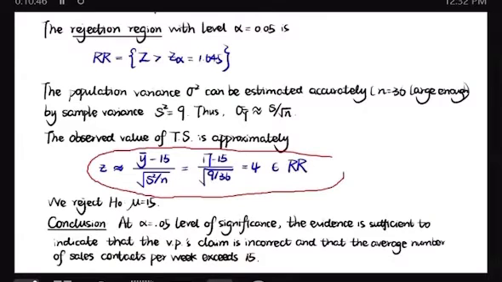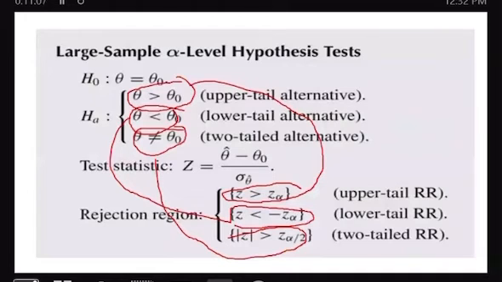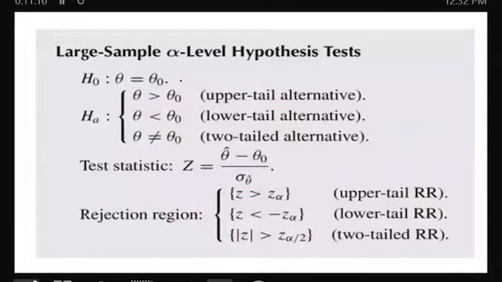Then I plug in. You see, my test statistic actually gives 4. Is there any question about how I got my test statistic to be 4? Okay, now after getting this, what is the next thing to do? Now we're going to go to the rejection region because I'm dealing with a greater than. The rejection region is going to be Z greater than Z alpha.